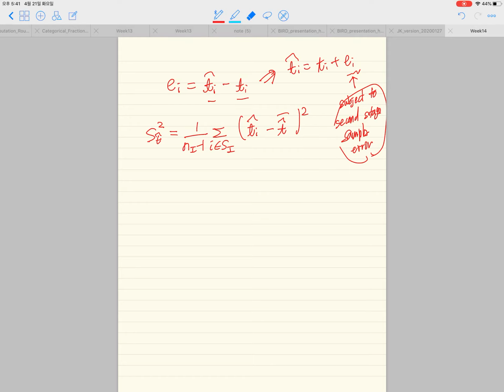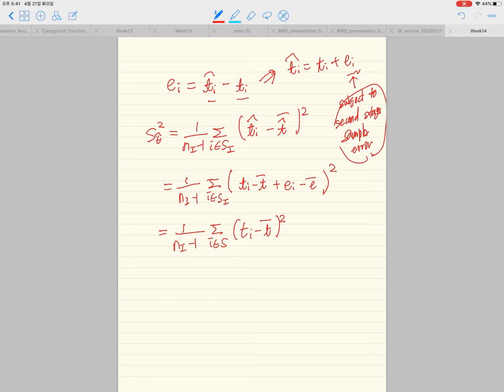So you may be able to write it as ti minus t bar plus ei minus e bar. Okay, so you can write it this way, and then you can even write it expanded, basically, something like that.